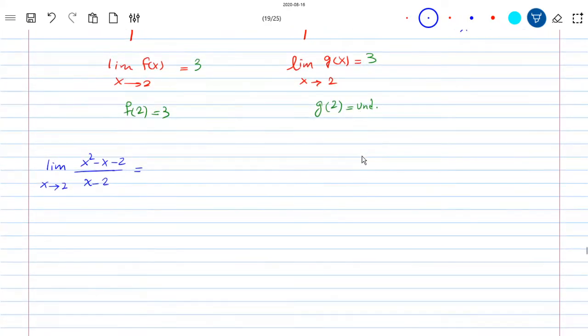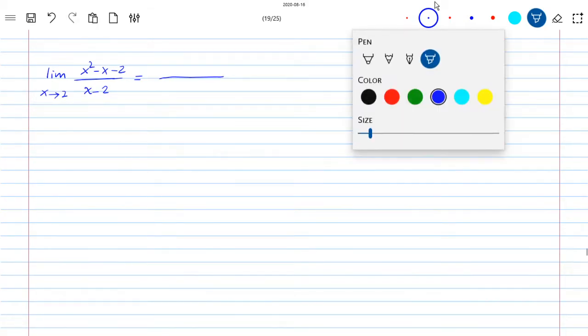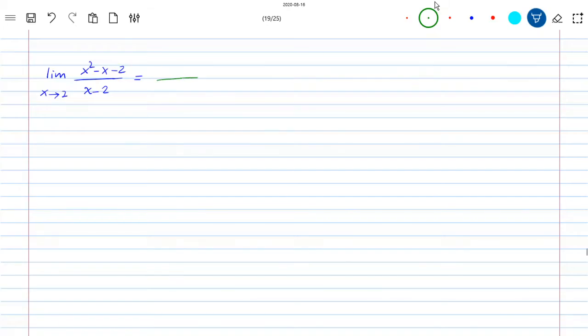So here we use that idea for these specific functions. If you look at this function, x squared minus x minus 2 divided by x minus 2, and I ask you to calculate this limit, let's try to calculate by replacing 2. I'm going to do that first and use a different color. What you get is 2 squared minus 2 minus 2 divided by 2 minus 2. The numerator is 0, the denominator is 0. You should never say this is 1 nor 0. This is never true. In this case, this is an undefined value. You cannot divide by 0.